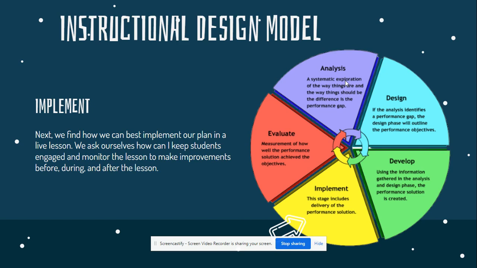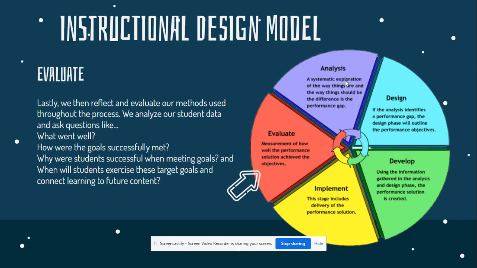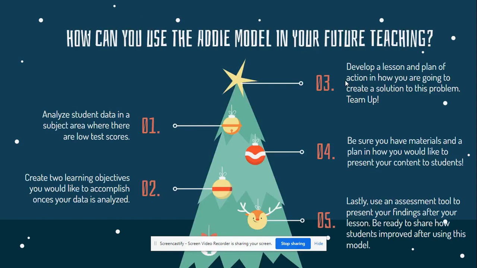Once we've completed all of the steps, we're now going to move to our final stage, which is evaluate. When we evaluate our lesson, we reflect and look at ways and questions that we can ask ourselves to better help our lesson moving forward. We can ask questions like what went well, how were goals successfully met, and how student success was used when meeting these goals.